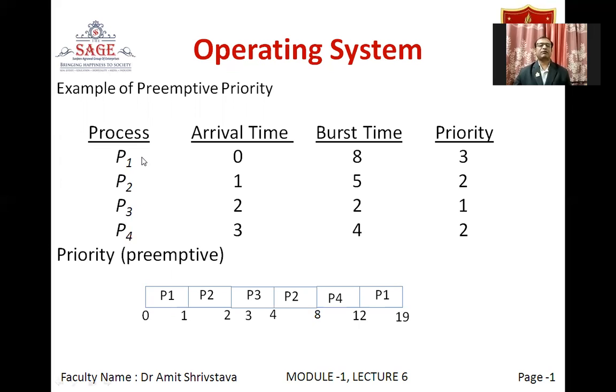So at 0 time interval, we are having only one choice, that is P1. So we allot the CPU to P1. After 1 unit time interval, P2 has arrived and its priority is 2, that is higher than the currently running process, which is P1. So we will take the CPU from P1 and allot it to P2. After 1 unit execution of P2, the P3 process has arrived. So now we see here that the priority of P3 is still higher than the currently running process, which is P2, because its number is 2. So we again take the CPU from P2 and allot it to P3.